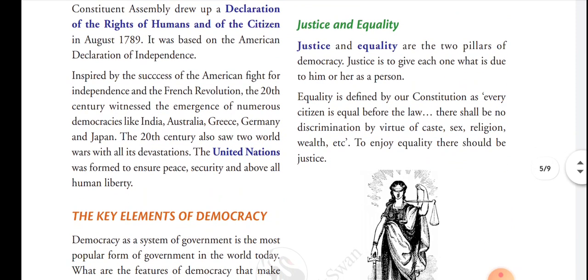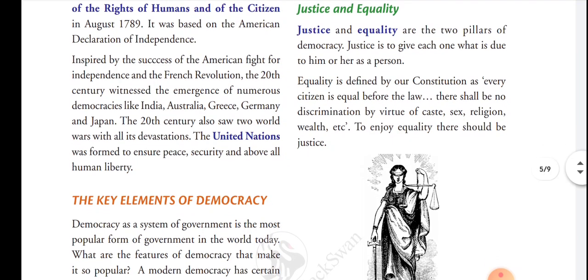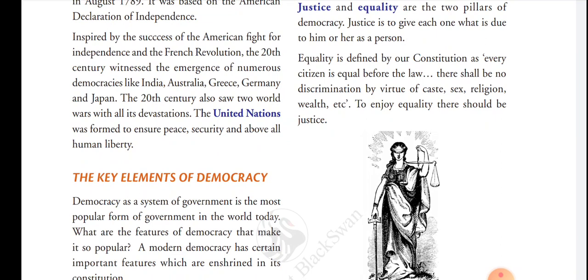The next one is justice and equality. Justice and equality are the two main pillars of democracy. Here, justice means giving each one what is due to him or her as a person. According to their ability, they will get opportunity for jobs or for any work. And equality means all are equal before the law. There is no discrimination on the basis of caste, sex, religion, wealth, etc.